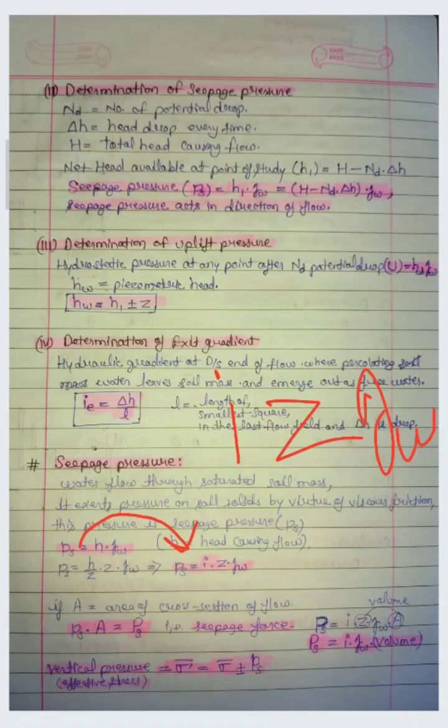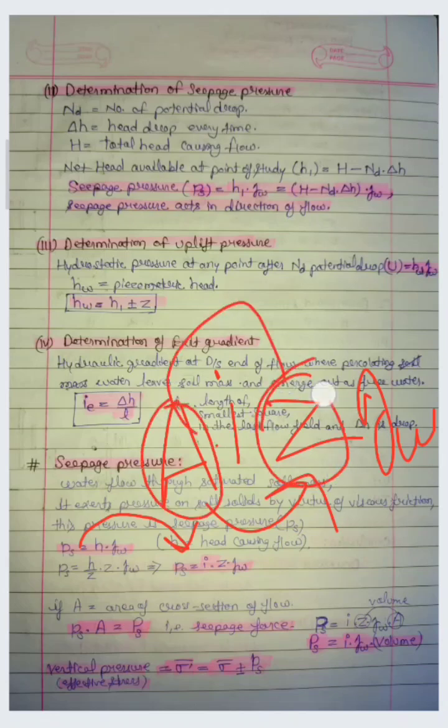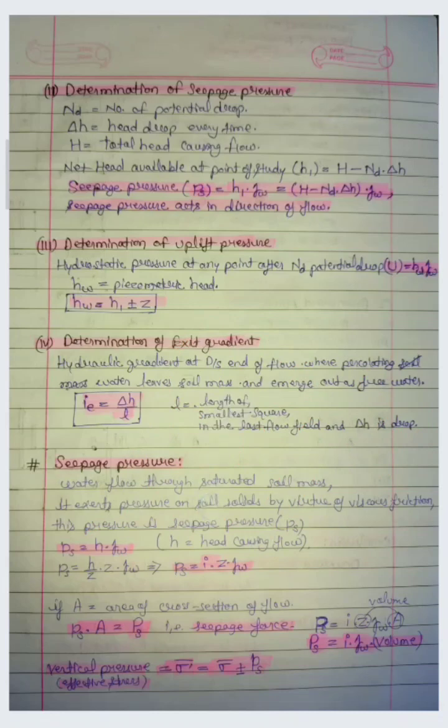Now the area of the cross section is A, so area into pressure will give the seepage force. We have this area and this depth Z, so area into depth will be volume. So the seepage force will be i, the hydraulic gradient, into the unit weight of water into the volume of the soil specimen.